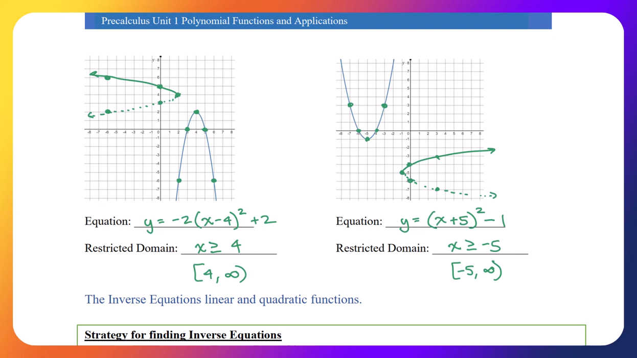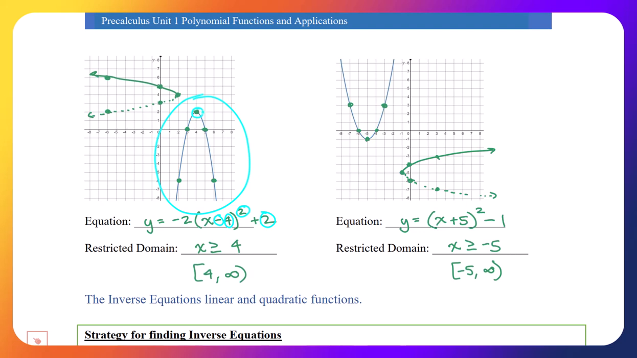In this parabola, we have the vertex at 4, 2. Again, don't forget, subtraction is part of the formula, and don't forget to square it. I always see students forgetting to square it.